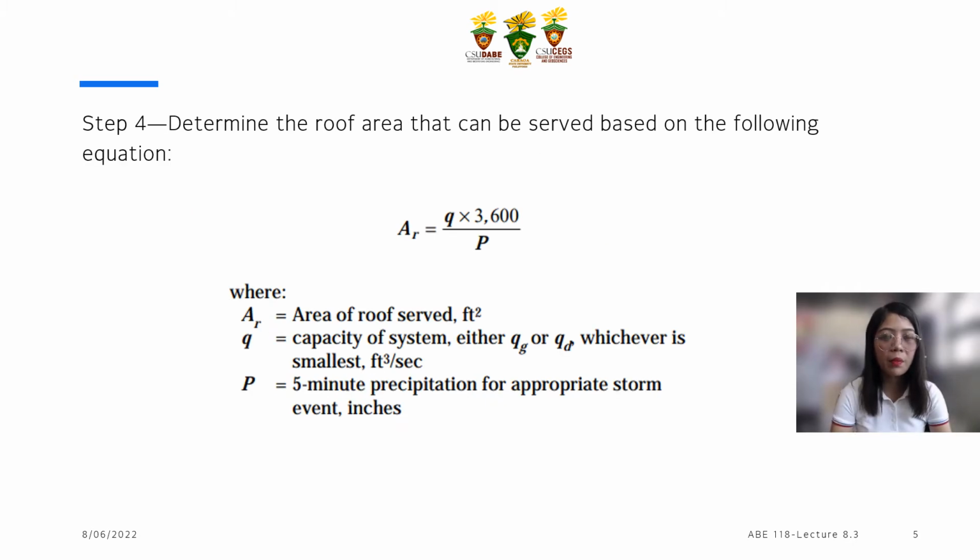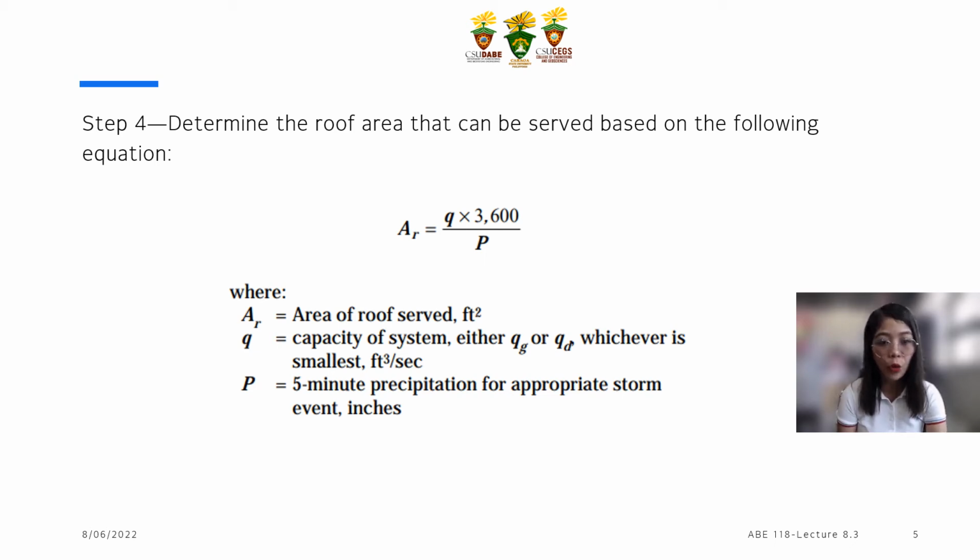The procedure mentioned above is a trial and error process. Different sizes of gutters and downspouts should be evaluated along with multiple downspouts to determine the best gutter and downspout system to serve the roof area involved.